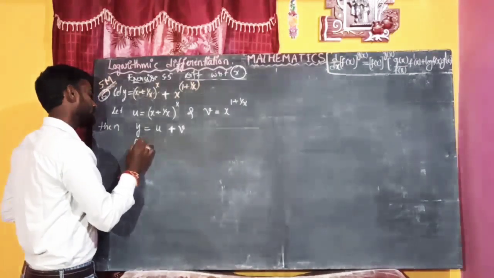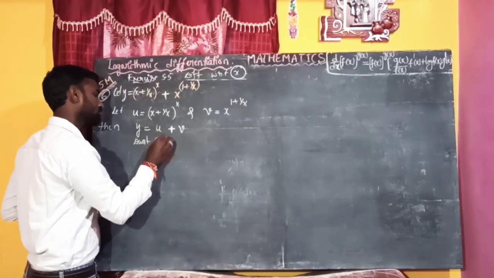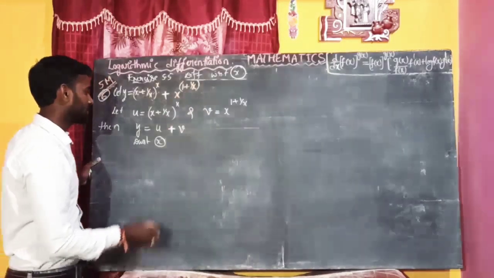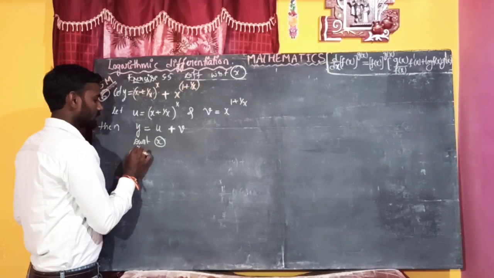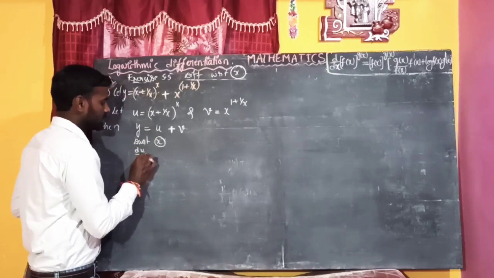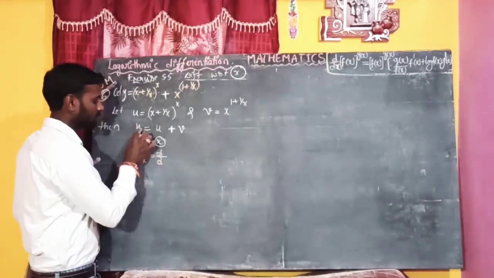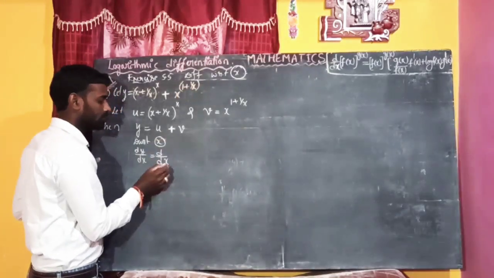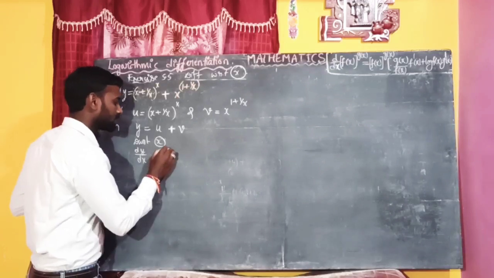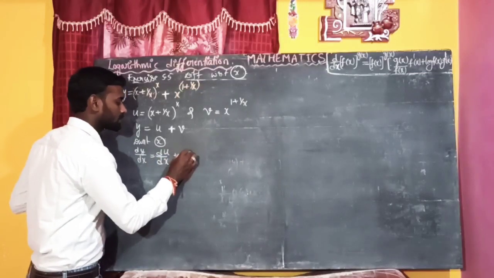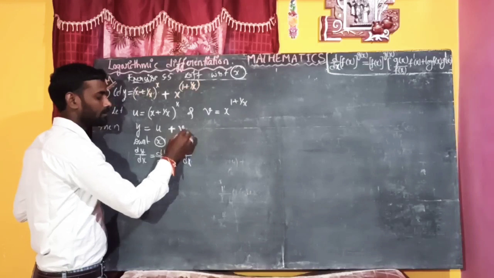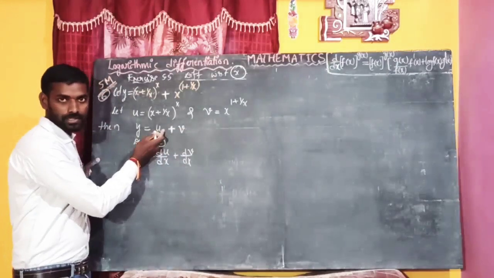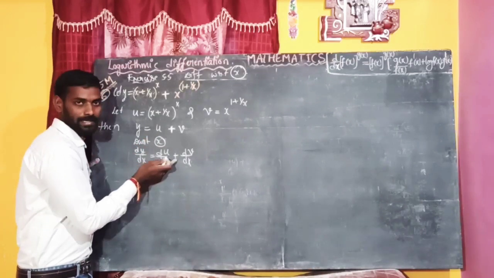Now differentiate this with respect to x, because we have to find out the derivative of this function with respect to x. Now observe guys, here dy by dx is equal to derivative of y with respect to x, means d by dx of y, that is derivative of u plus v with respect to x, means d by dx of u plus d by dx of v.